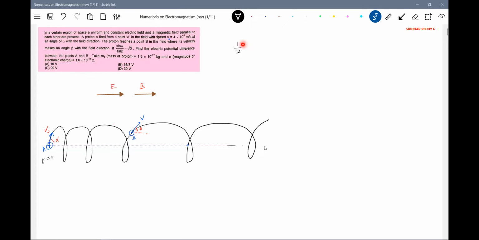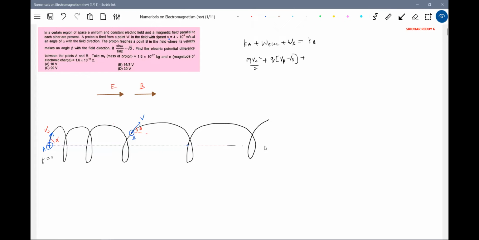So initial kinetic energy at A, m v naught square by 2, plus work done by the electrostatic force plus work done by the magnetic field should be equal to the final kinetic energy. Work done by the electrostatic force is charge into, as it moves from A to B, V A minus V B. Find the electric potential difference between points A and B. I think this was the question that was asked.